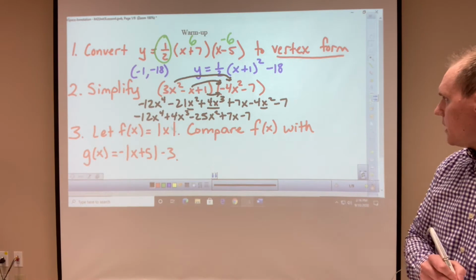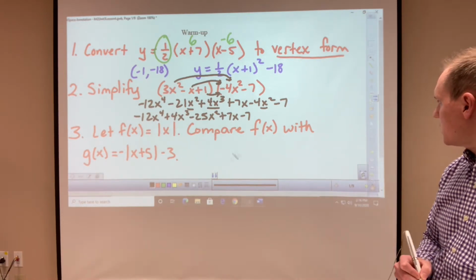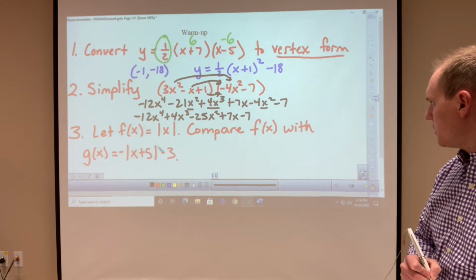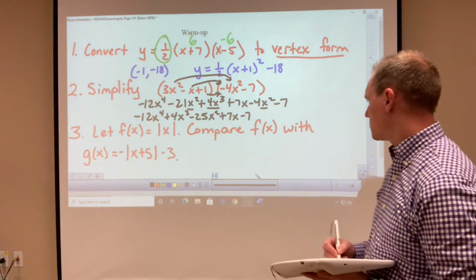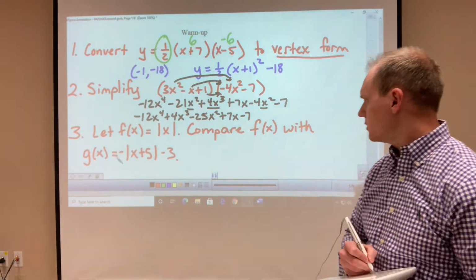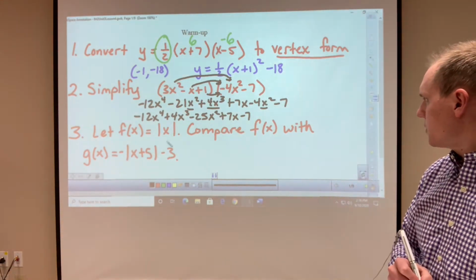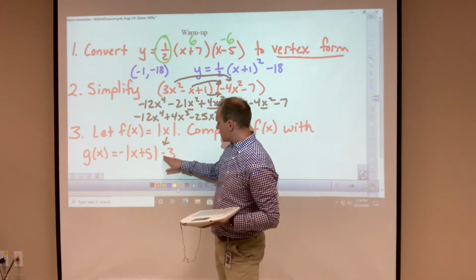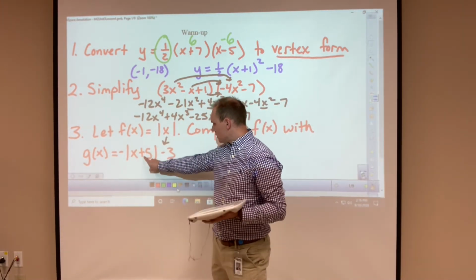All right, number 3, let f of x equal the absolute value of x. Compare f of x with g of x, which is negative absolute value of x plus 5, minus 3. So let's describe each one of these different changes here. So from here to here, if we go from this graph to this graph, it's going to be shifted left 5.